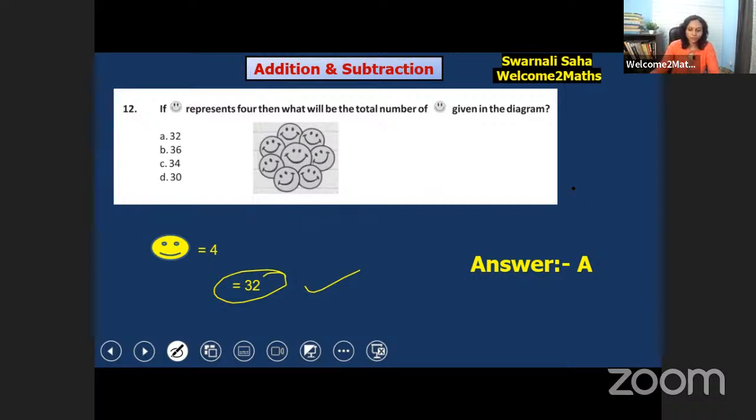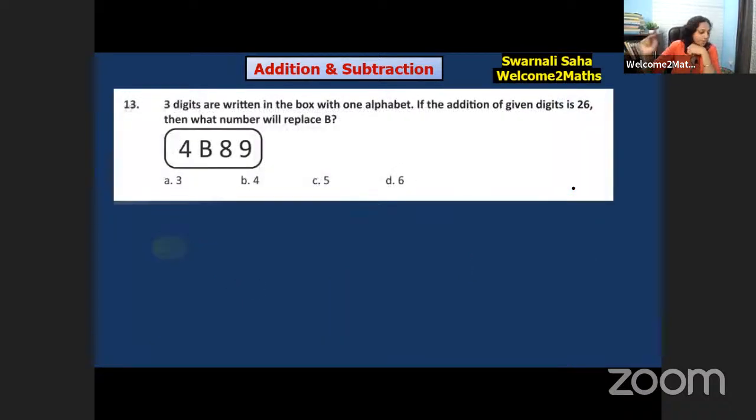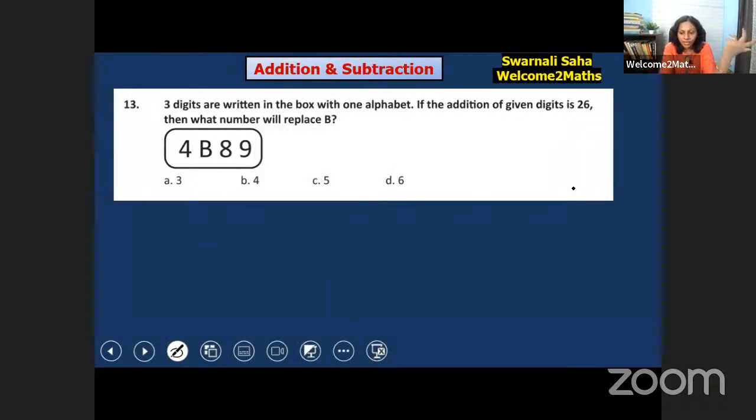Nice. So now one more question. 32, a big clap. Very good. All of you have given answers so quickly. Very nice. So now let's solve one more question. Okay. Here you can see 3 digits are written in the box with one alphabet. Okay. If addition of given digits is 26, then what number will replace B?